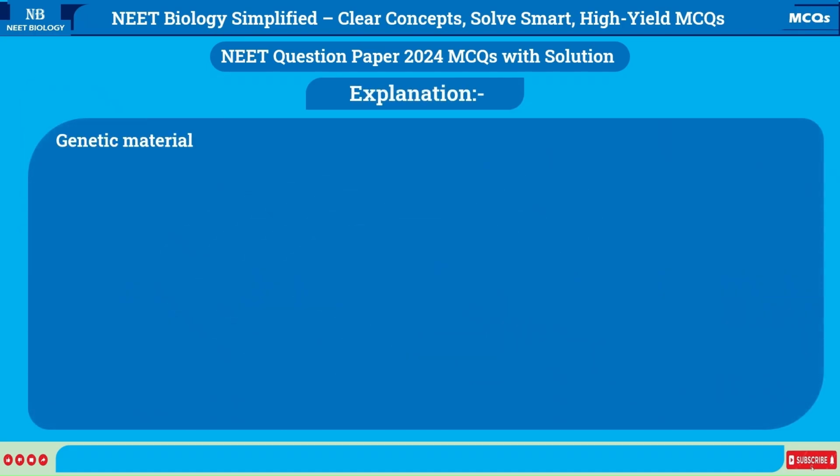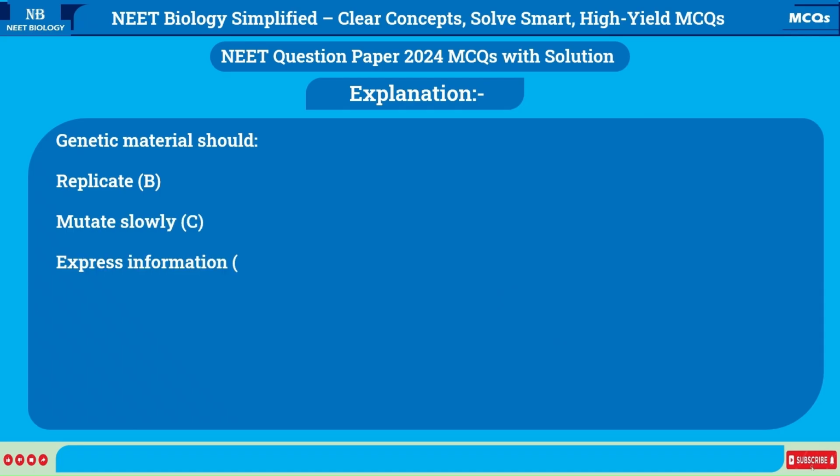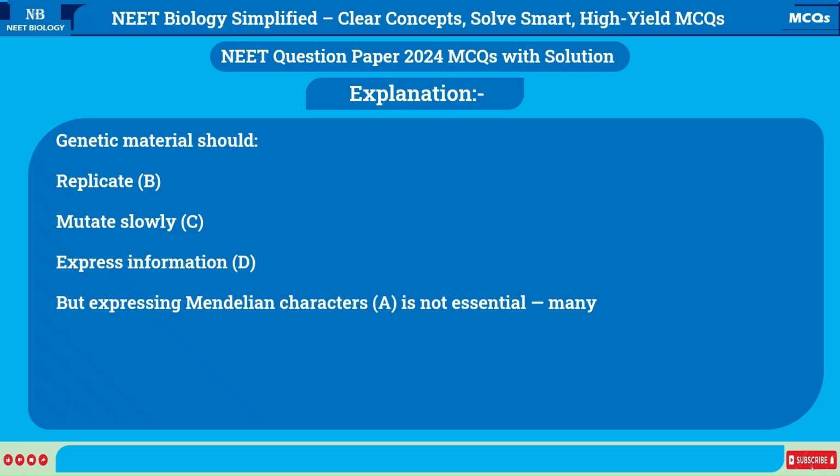Explanation. Genetic material should 1. replicate, 2. mutate slowly, 3. express information, 4. But expressing Mendelian characters, A, is not essential. Many genes are non-Mendelian or regulatory.